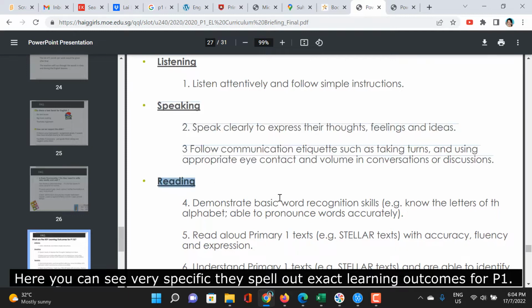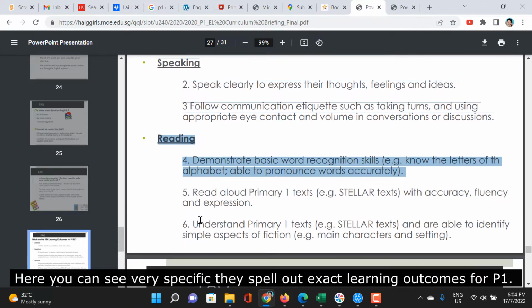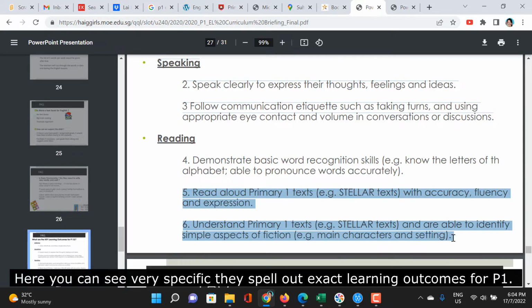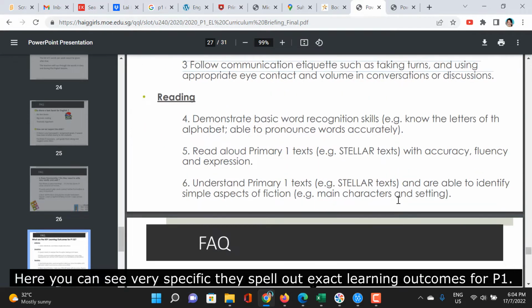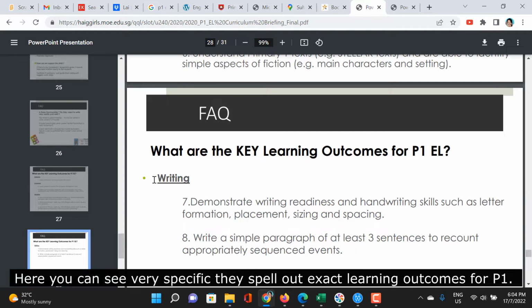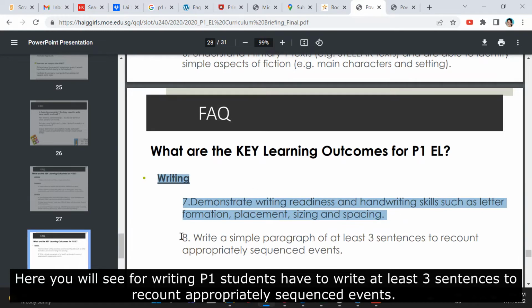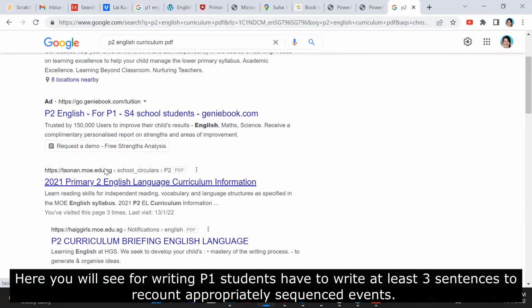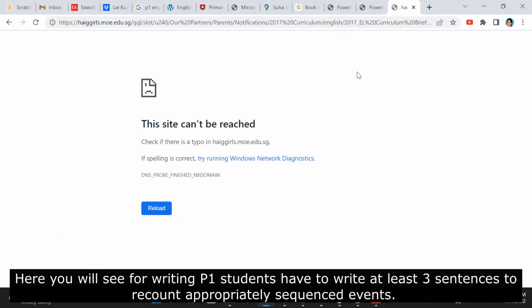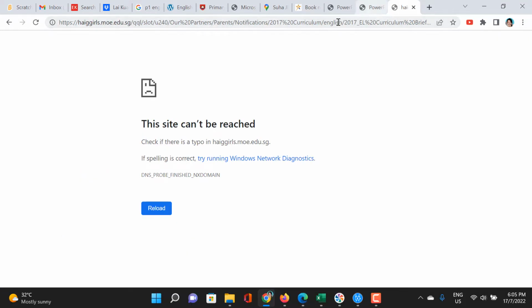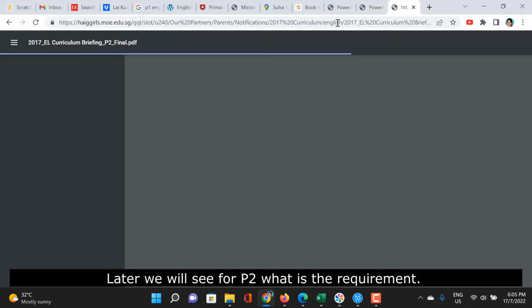Now here you can see it is specific, very, very clear. You can literally take these points and directly put this into your curriculum plan for primary 1. So here you will see writing: write a simple paragraph of at least 3 sentences to recount appropriately sequenced events. So later we will see primary 2, what is the next level.